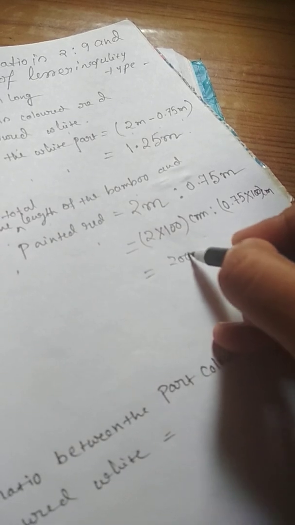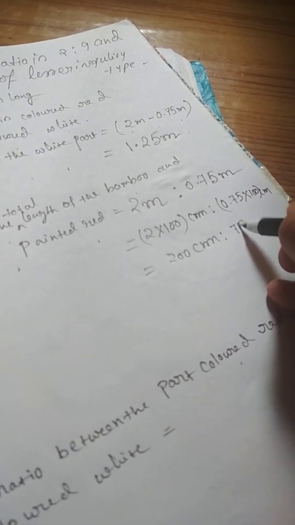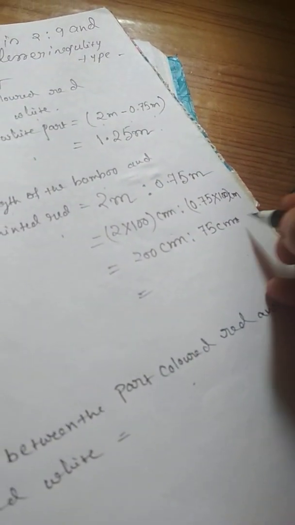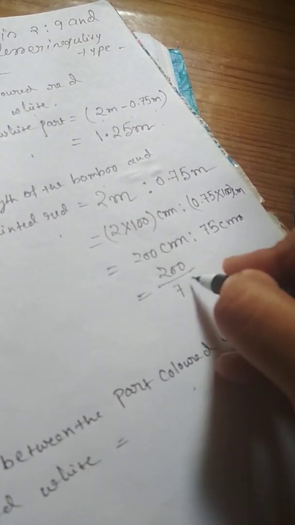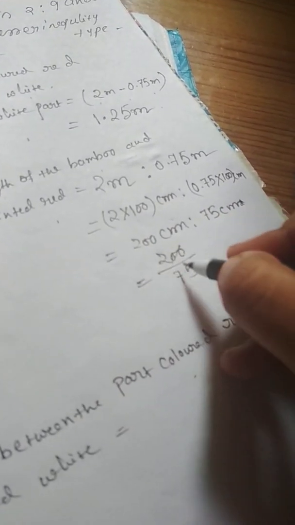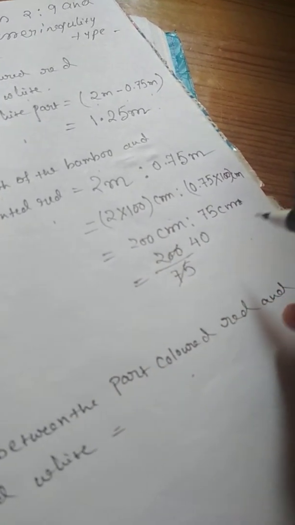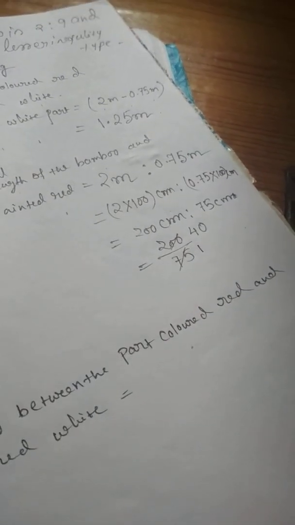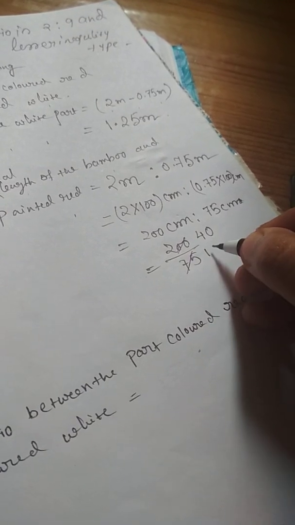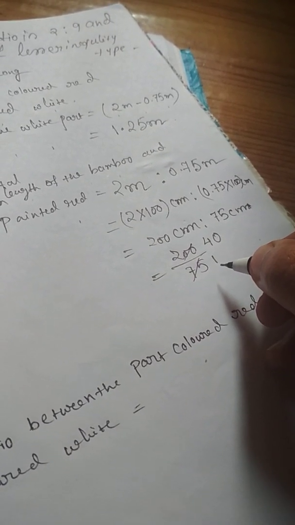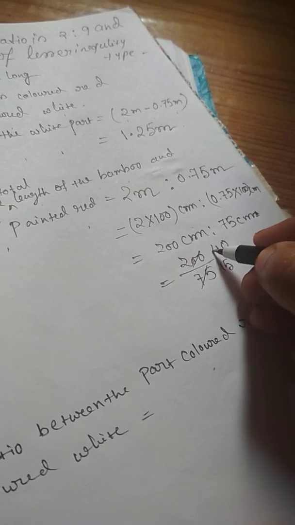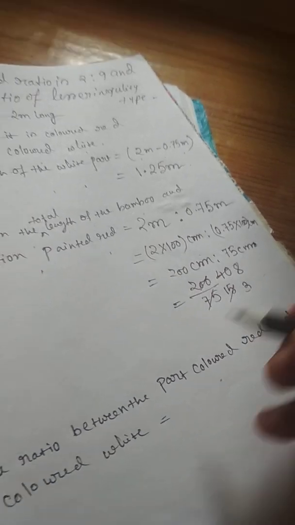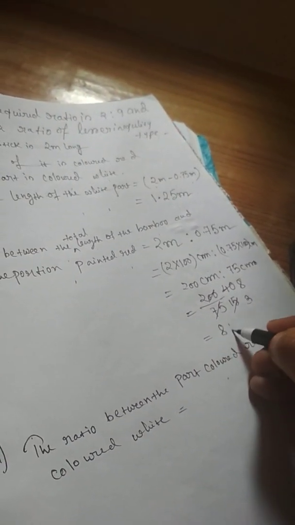That is 200 centimeters ratio 75 centimeters. When we write it in fraction form, that is 200 by 75, and the same units cut out. I'll cut by 5: 5 fours are 20, 5 fifteens are 75. 5 fives are 25, 5 eights are 40, and 5 threes are 15. So the ratio is 8:3.